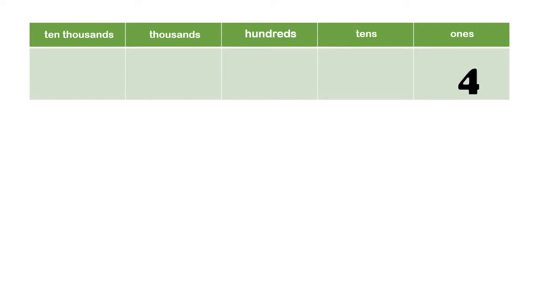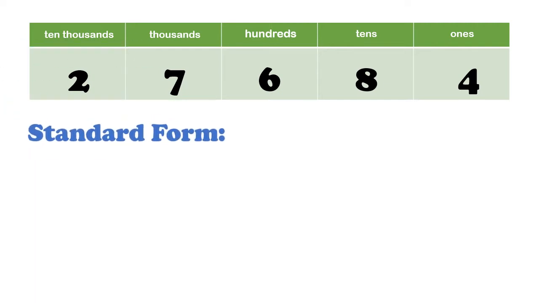So let's put some digits in. Let's put a 4 in the ones column, an 8 in the tens column, a 6 in the hundreds column, a 7 in the thousands column, and a 2 in the 10,000s column. Now, just as we've been doing all along, we can represent this number in three different ways. Let's look at the first way. That's standard form. That's the typical way we normally see numbers written.